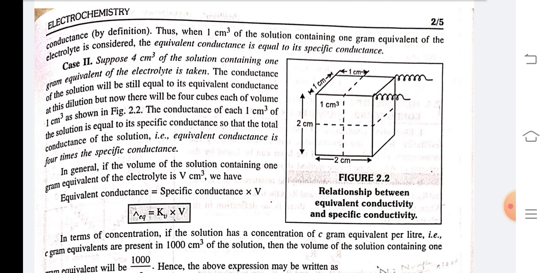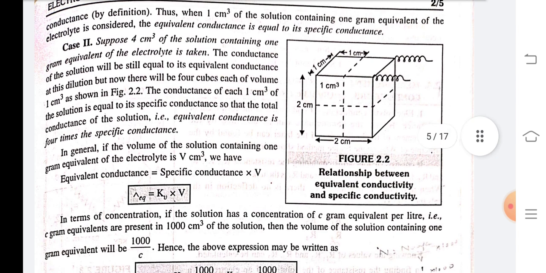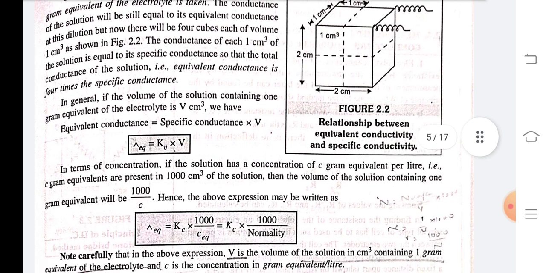Case 2. Suppose 4 centimeter cubic of the solution containing 1 gram equivalent of the electrolyte is taken. The conductance of the solution will be still equal to equivalent conductance at this dilution, but now there will be 4 cubes each of volume 1 centimeter cubic as shown in figure 2.2. The conductance of each 1 centimeter cubic of the solution is equal to its specific conductance, so that the total conductance of the solution, that is equivalent conductance, is 4 times the specific conductance.